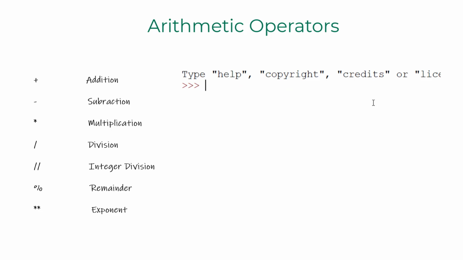Finally, the exponent operator. You use a double star to perform exponentiation in Python. So pi cube is pi double star 3. If you want to find out what pi to the power 4 is, you would write it that way.